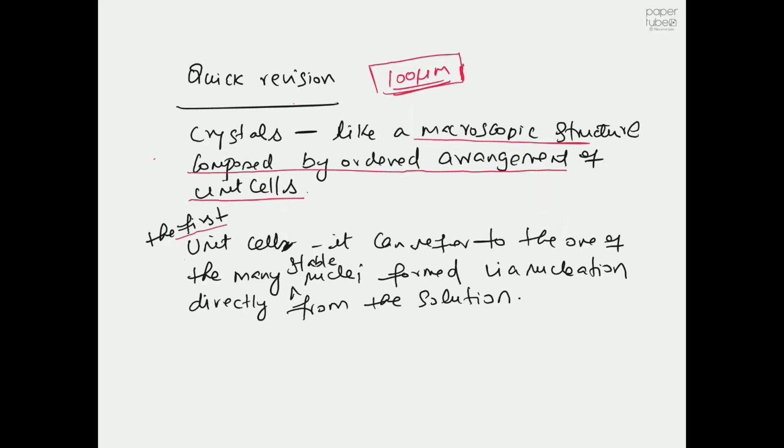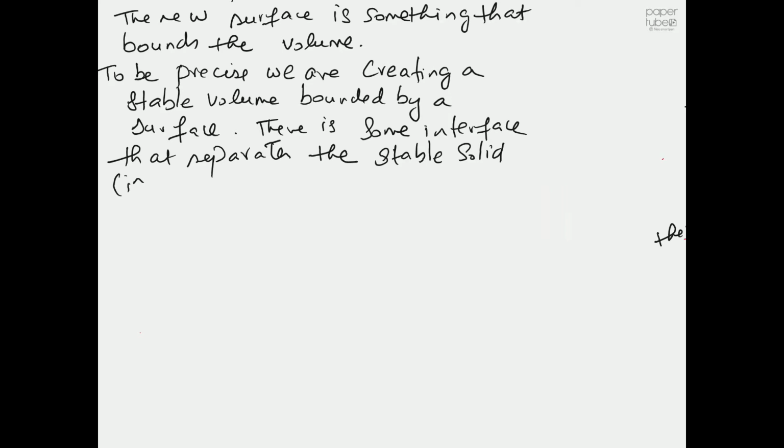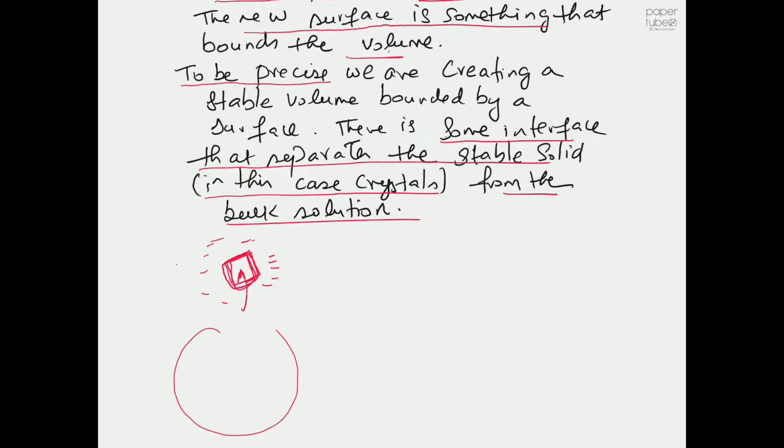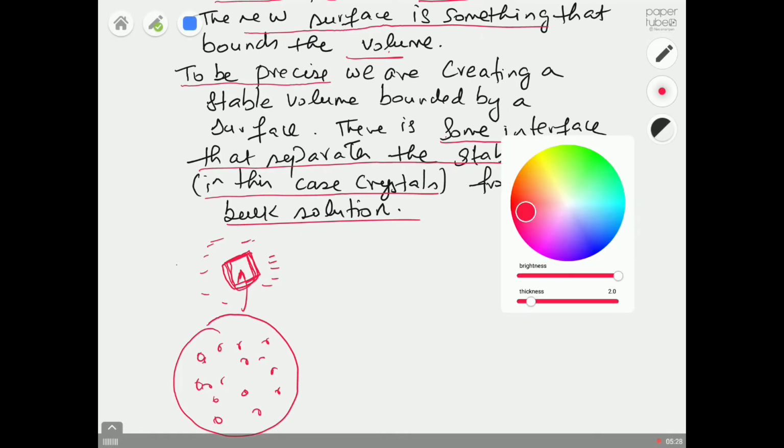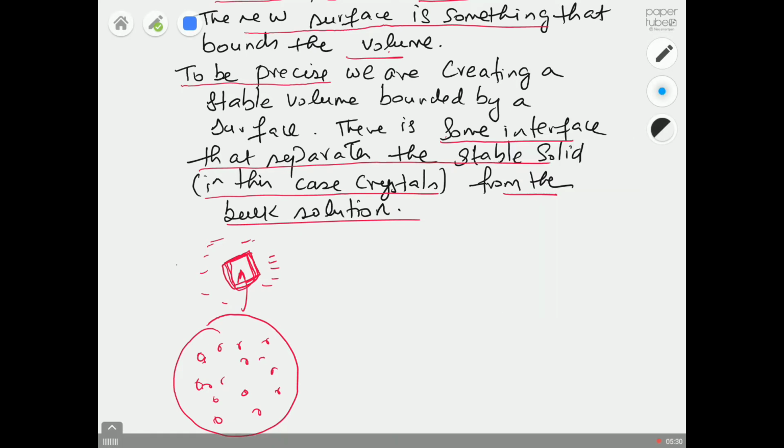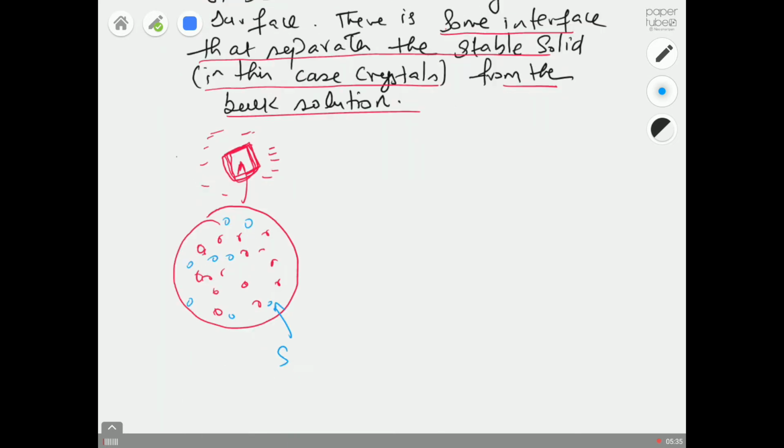And the first unit cell, if you want, we can define something like this. It can refer to one of the many stable nuclei formed via nucleation directly from the solution. I hope you all remember how the nucleation works. So if these are your solute molecules, and blue is your solvent.